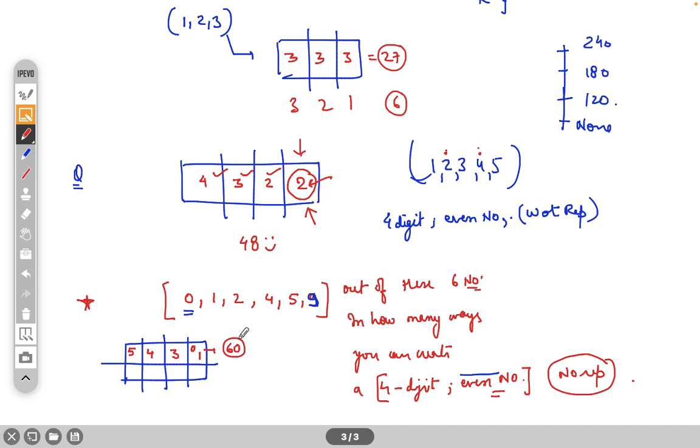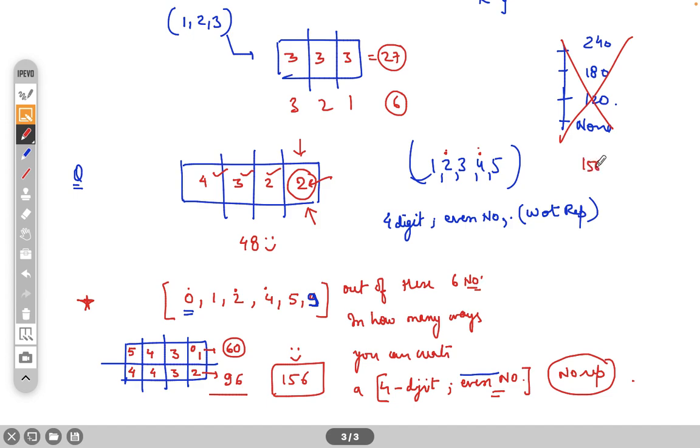But suppose you don't use 0 at the last. So you use either 2 or 4. This can be filled in 2 ways. Now you are left with 5 numbers, but you can't use 0 in the first place, so you can only fill this with 4 ways. Out of 6, 2 numbers are used, 4 are remaining. How many ways? 96. So the total number of ways is 156. Understood?